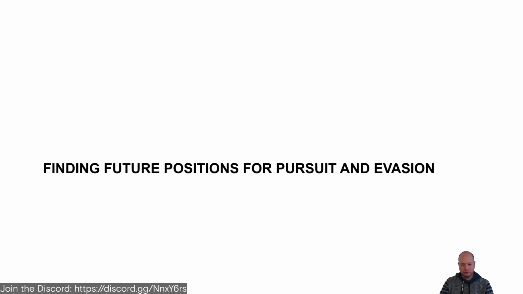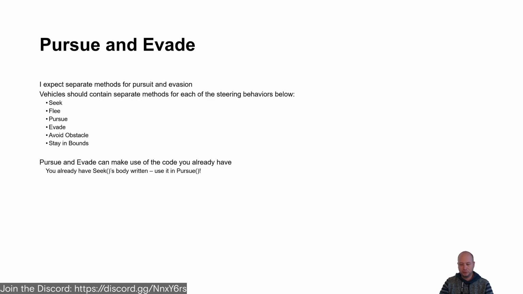Now the next thing we're going to talk about is finding our future position for pursuit and evasion. We've talked a little bit about this in the past, but we'll talk about it in more detail now. So we should have different functions for pursue and evade. And the difference between seek and pursue, and flee and evade, we've talked about, which is when we're trying to pursue something, we want to go to where it's going, not to where it is. So we have to compensate for its velocity, predict its future position, and then go in that direction.